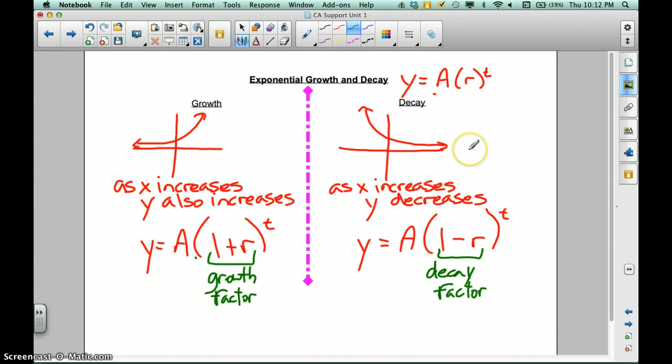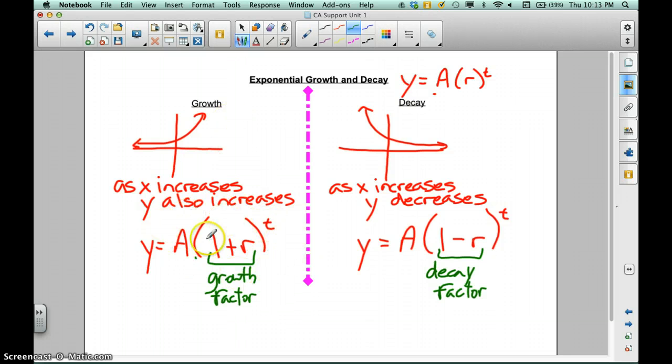But remember what we talked about. If you walk the curve or the line or whatever the graph is you're looking at from left to right, you're saying as x increases, what are you doing? If you're going downhill, then you're decreasing. And so here's decay and here's growth.